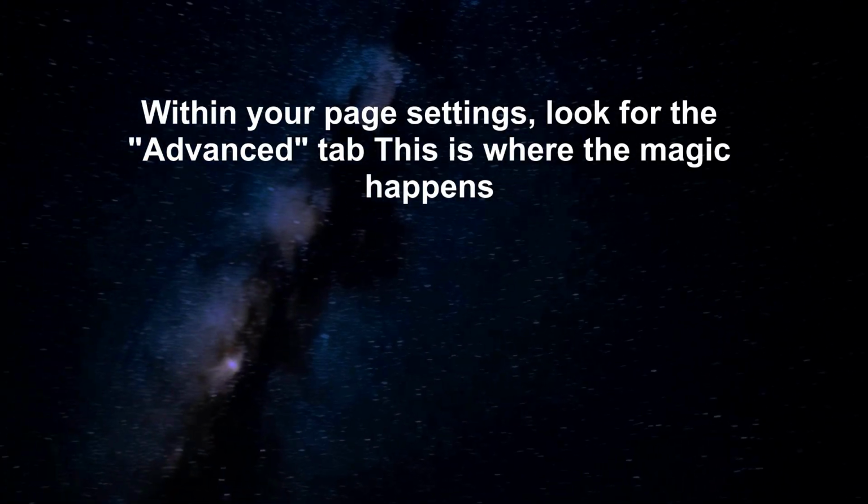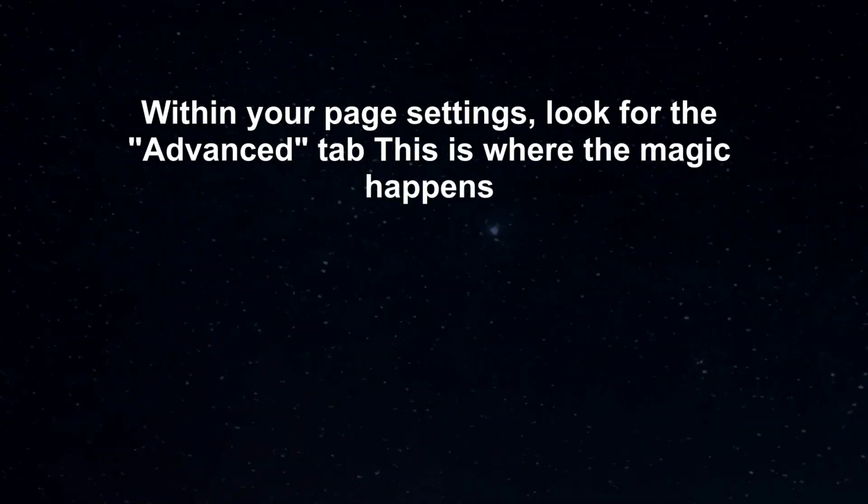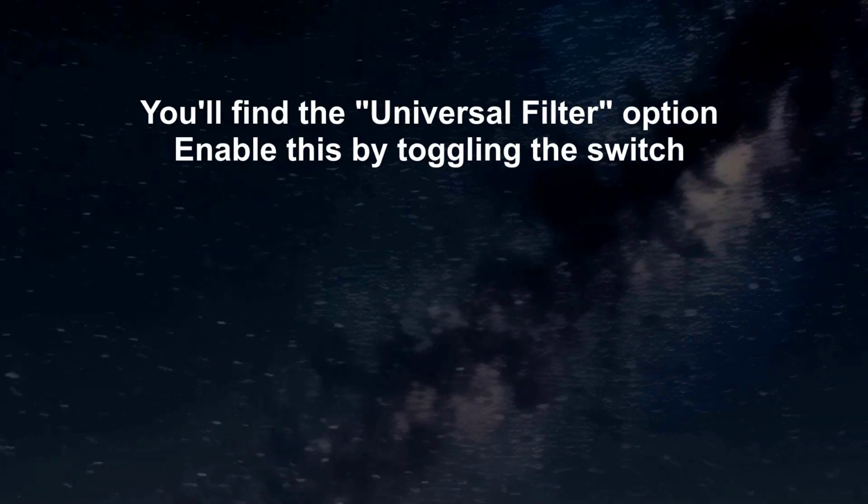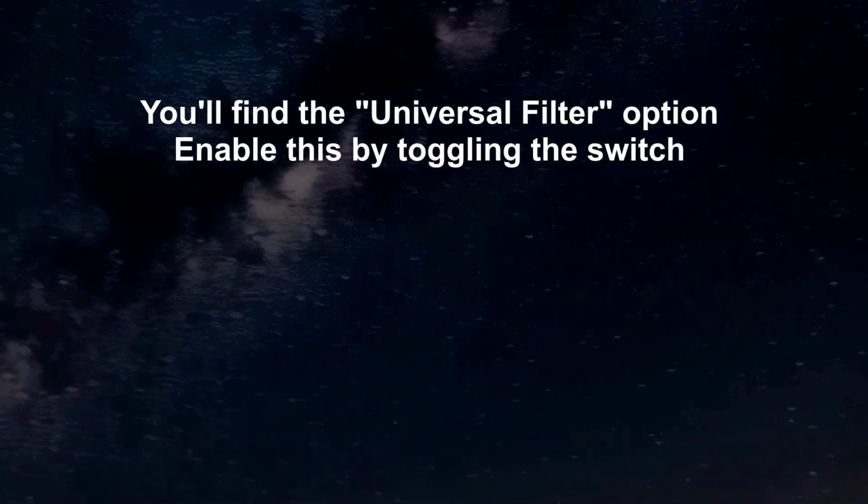Within your page settings, look for the Advanced tab. This is where the magic happens. You'll find the Universal Filter option. Enable this by toggling the switch. Now you'll see options to configure your filter.